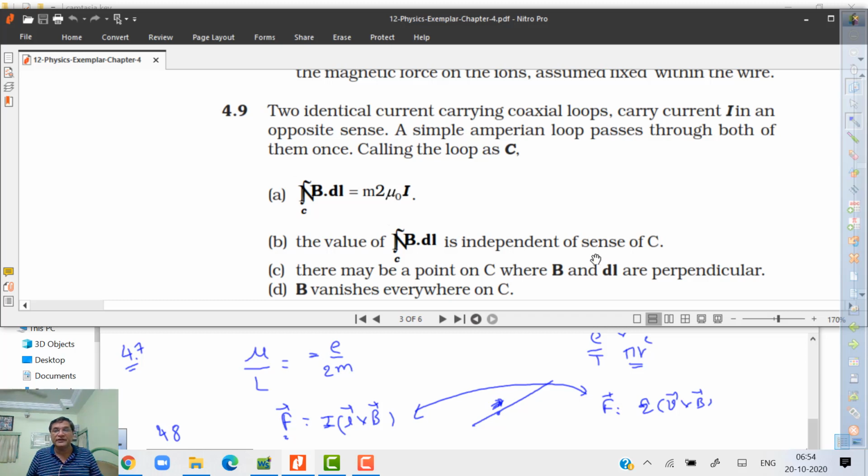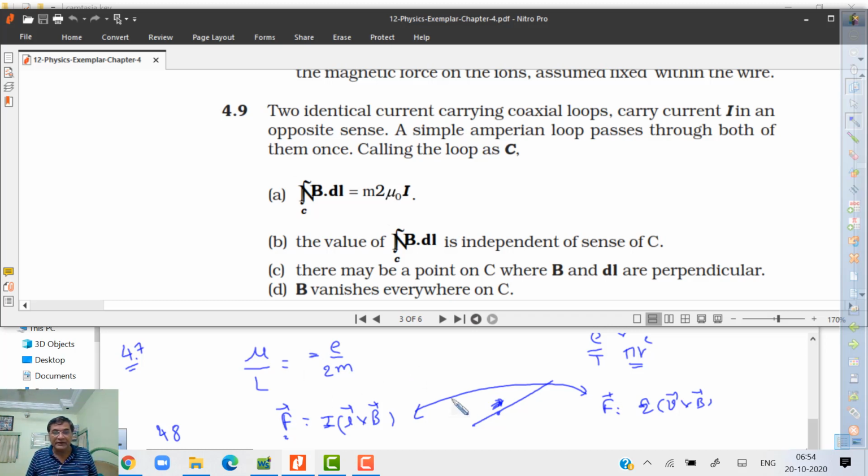The value of this is independent of sense. Yes. B dot dl, whether you integrate in this sense or in that sense, it remains 0. So it is independent of the sense. So B is the correct one. There may be a point on C where B and dl are both perpendicular.